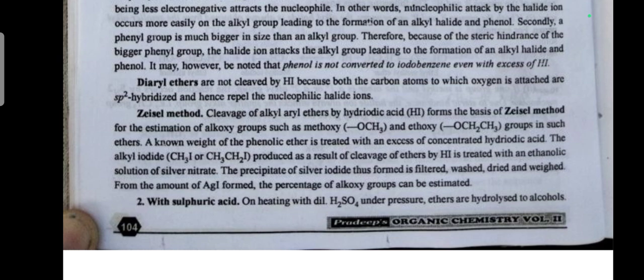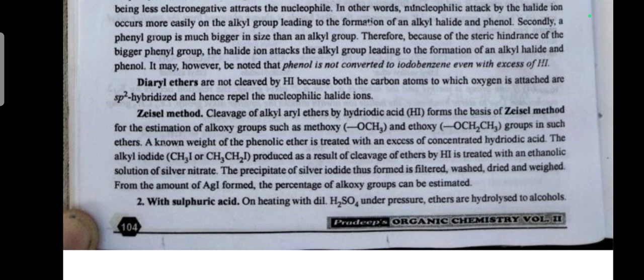Zeisel method. Cleavage of alkyl aryl ethers by hydroiodic acid forms the basis of the Zeisel method for the estimation of alkoxy groups such as methoxy and ethoxy groups in such ethers. A known weight of the phenolic ether is treated with an excess of concentrated hydroiodic acid. The alkyl iodide produced as a result of cleavage of the ether by HI is treated with an ethanolic solution of silver nitrate. The precipitate of silver iodide thus formed is filtered, washed, dried and weighed. From the amount of AgI formed, the percentage of alkoxy groups can be estimated.